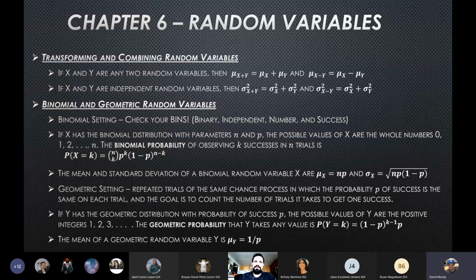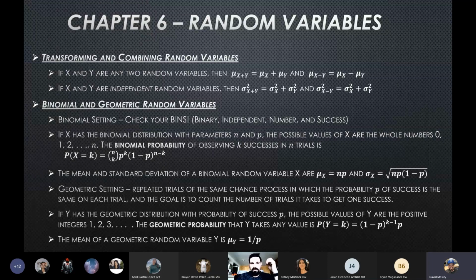Times p to the power of k, the number of successes, times 1 minus p to the n minus k, which n minus k would be the number of failures, and 1 minus p is the probability of a failure. The mean and standard deviation of a binomial random variable x are mu sub x equaling np and sigma sub x equaling the square root of np times 1 minus p.